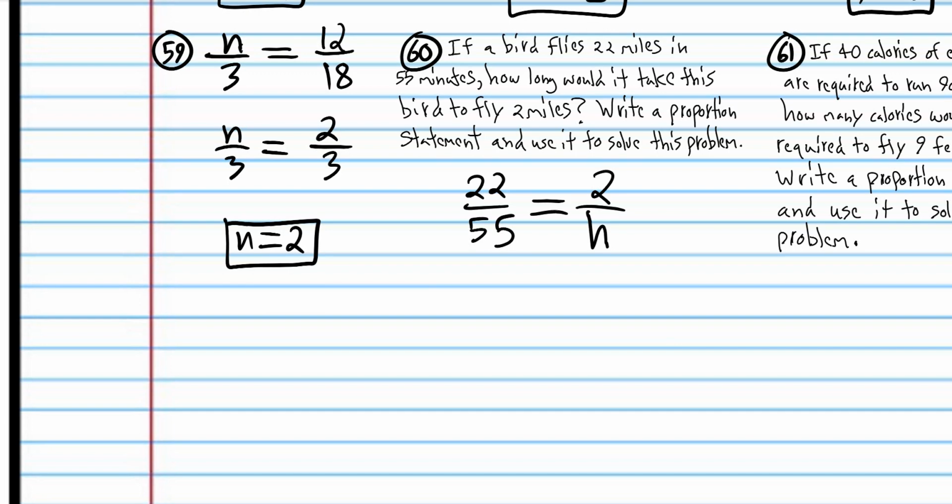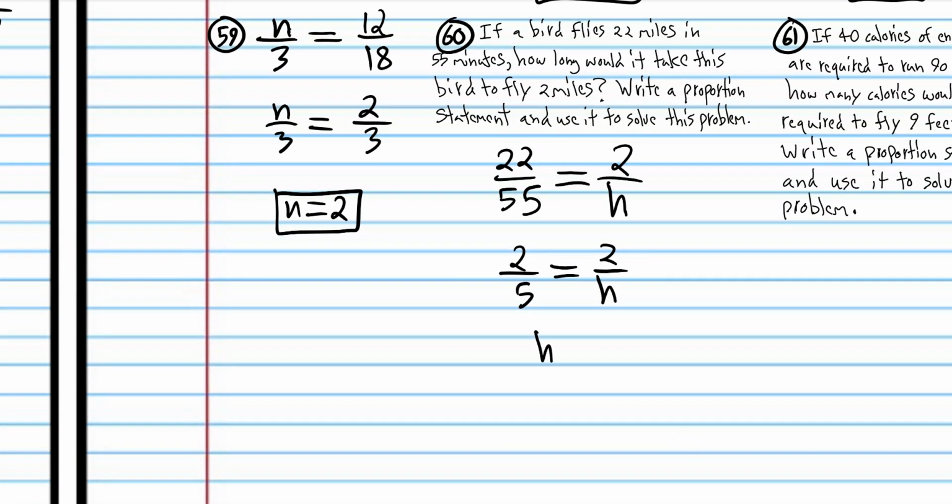Now we're going to use that to solve the problem. We just reduce this fraction, divide both sides by 11, and you get 2 over 5 is equal to 2 over h. And now, because we have 2's in the numerators, obviously the amount of time it would take to fly 2 miles would be 5 hours. And make sure you write your units on these word problems.